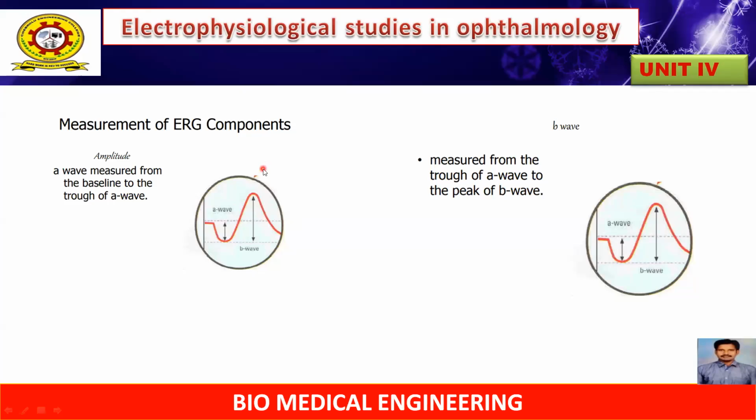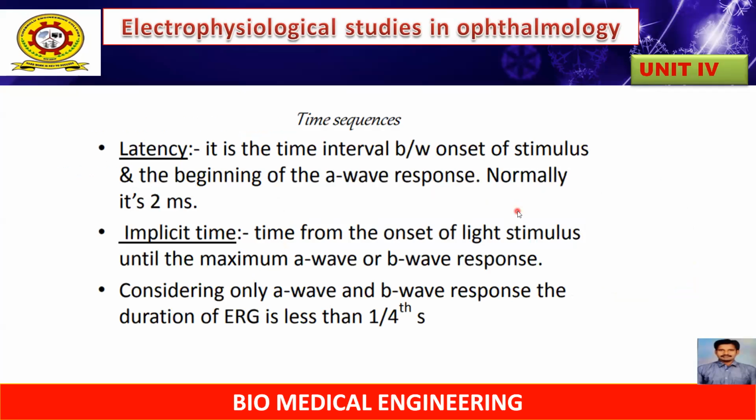This is very important for the semester examination: how to measure the ERG pattern amplitude and the corresponding A wave and B wave. The A wave is measured from the baseline to the trough. This value plus the maximum peak, measured from the trough of the wave to the peak, gives the total value, which is simply called the B wave.